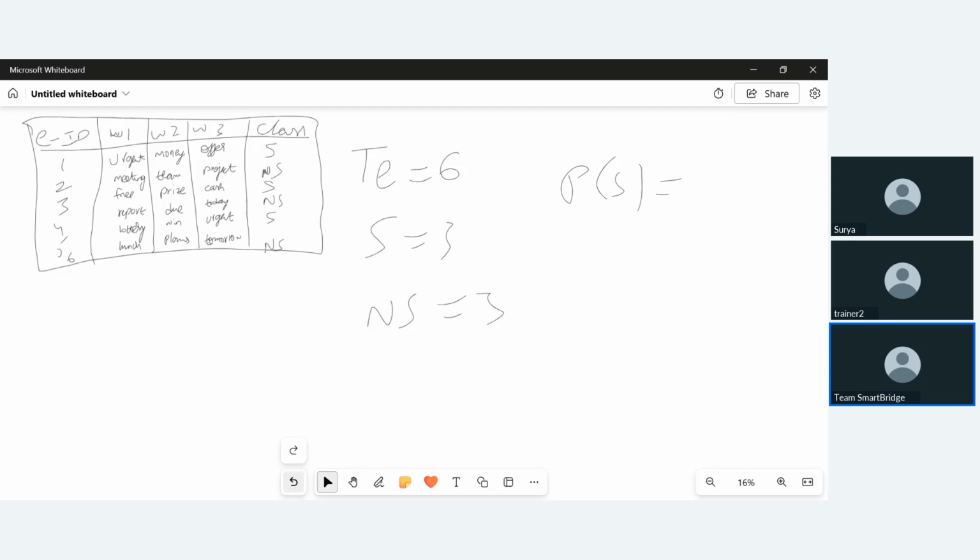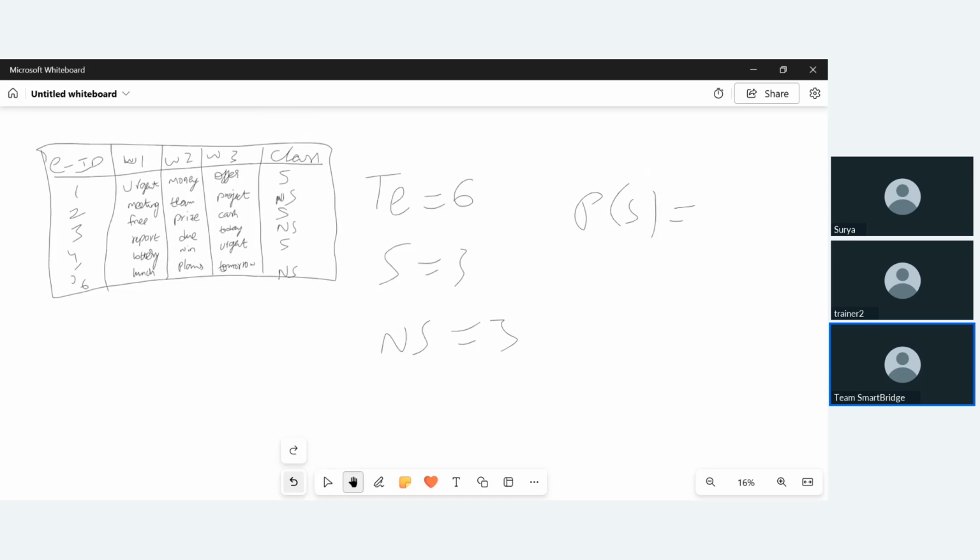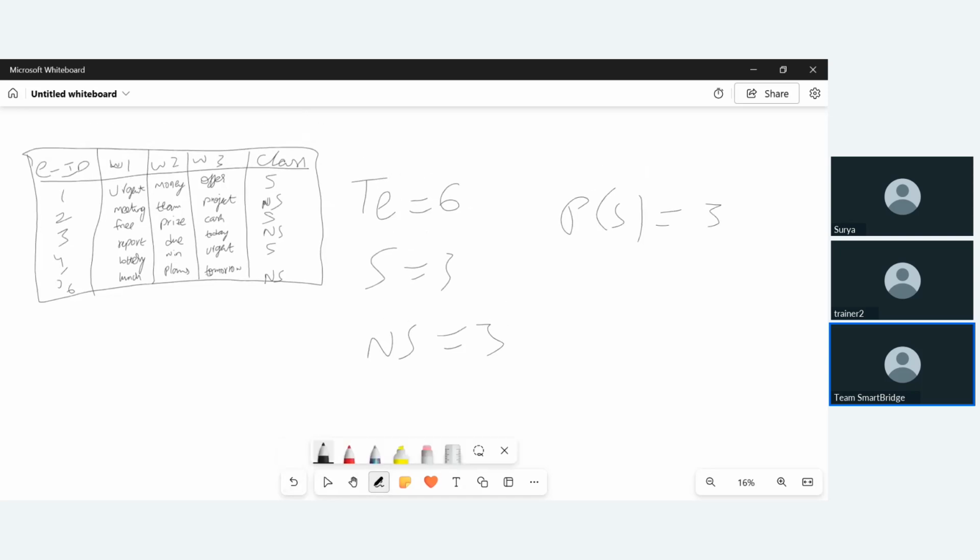So what are the total occurring outcomes? It is favorable outcomes by all outcomes. The favorable outcome is 3. For getting a spam email, it is 3 by 6, which is 0.5. The probability of not getting a spam email is the same thing: 3 and 6, which again gives 0.5.